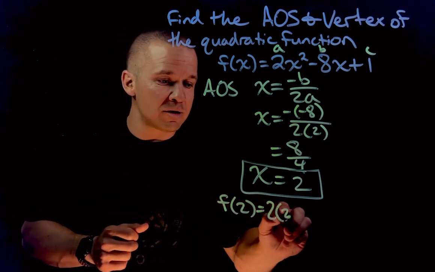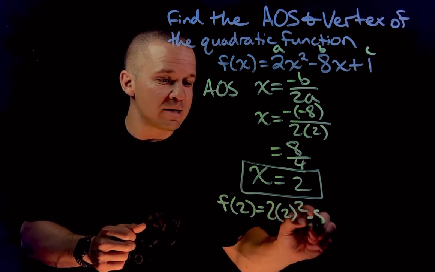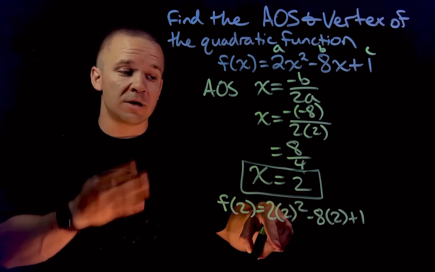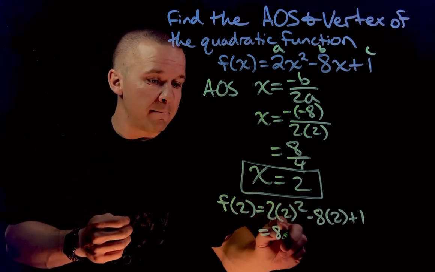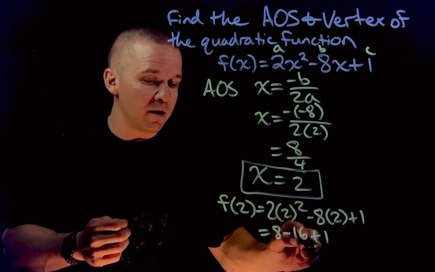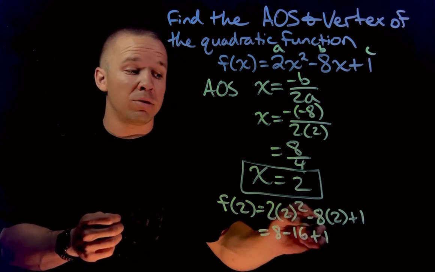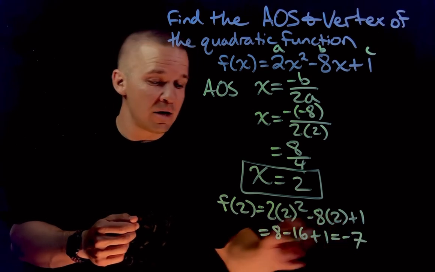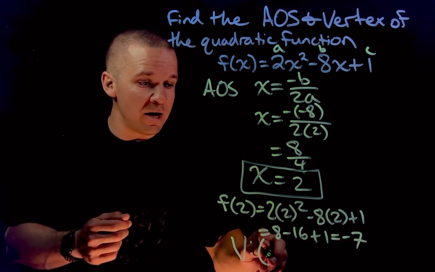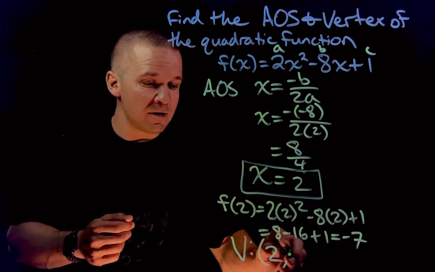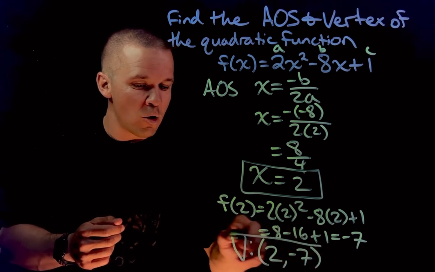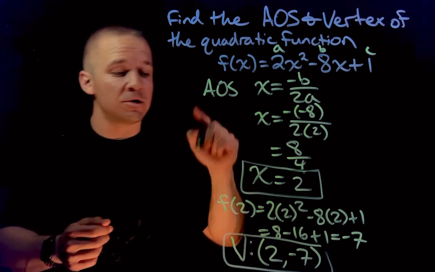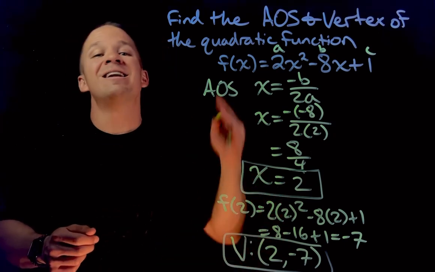I'm going to have 2 times (2 squared) minus 8 times 2 plus 1. Well, 2 squared is 4, times 2 is 8, minus 16, plus 1. So now I'm going to have negative 8 plus 1, that's going to be negative 7. So my vertex here is going to be 2 for my x value, negative 7 for my y value.